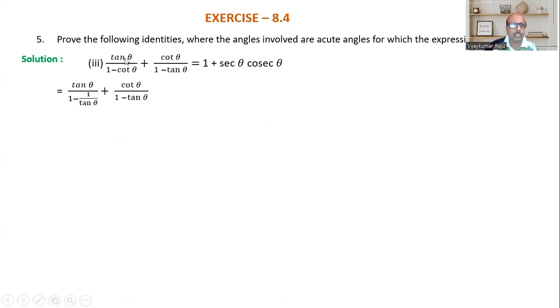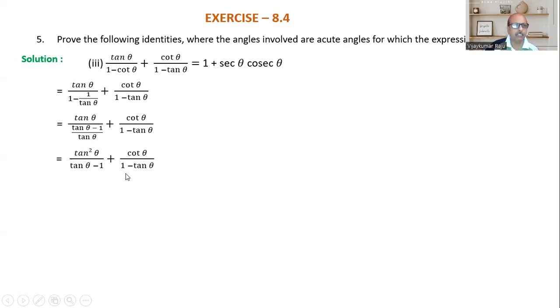Now, first what I am doing is tan theta I am keeping as it is, cot I am changing as 1 by tan and keeping this as it is. So I'll take LCM here. It becomes tan theta upon tan theta minus 1 upon tan theta plus cot theta upon 1 minus tan theta. This denominator goes to the numerator. It becomes tan square theta upon tan theta minus 1 plus cot theta upon 1 minus tan theta.